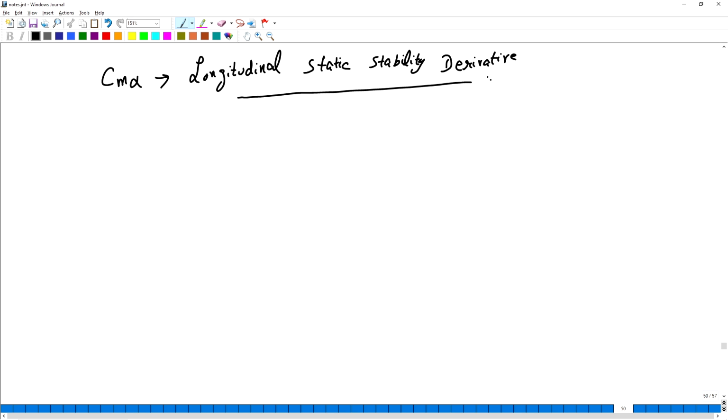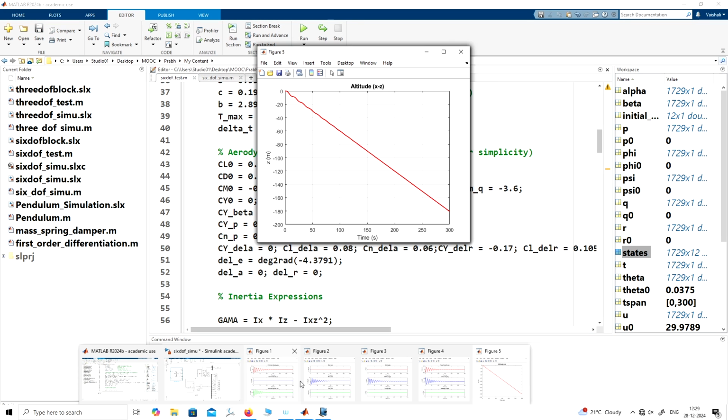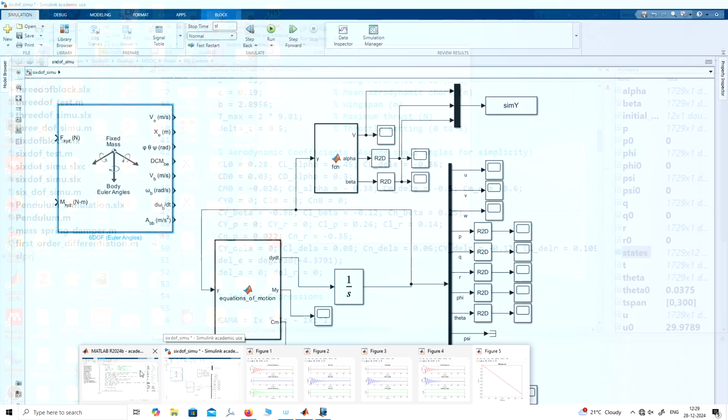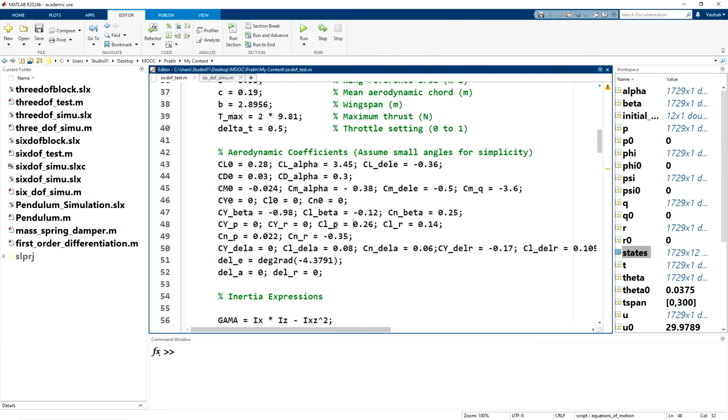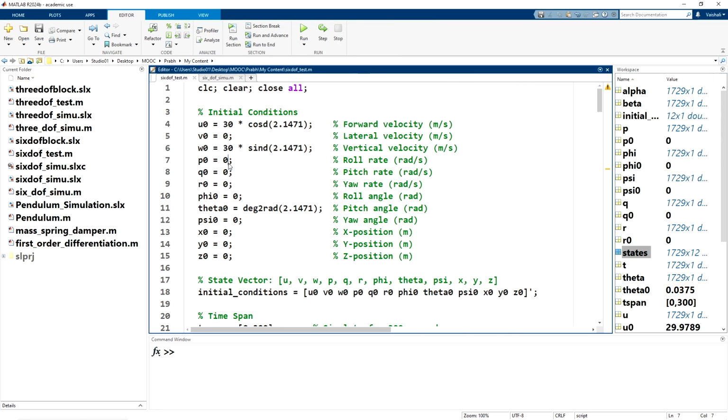Now let us look at another variable. So here we have Cm alpha negative. Now let us look at CLP. Here CLP was negative. Let me keep it as positive. Now run the simulation. So here still we have good results. Why? Because we haven't introduced any deviation in the lateral variable. So let me put P naught as 0.1 again, and I am running the simulation.